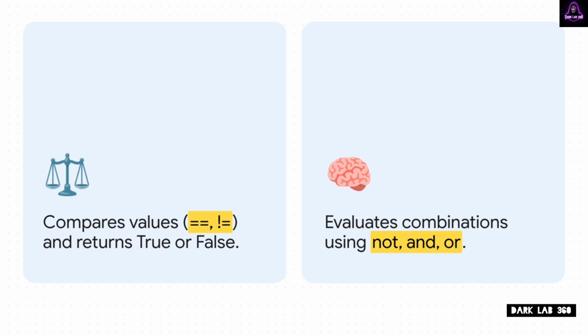Then we have logical operators: not, and, or. These let us combine multiple conditions together. The AND operator only returns true if both sides of the argument check out. The OR operator returns true if at least one side is true. This is the core of your program's brain.